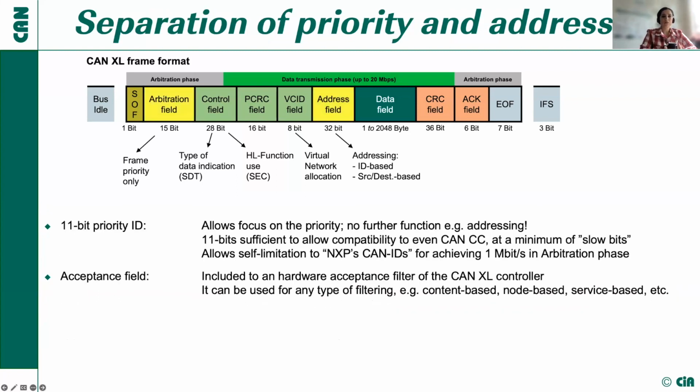Separation of priority and addressing. As you can see here, we have an 11-bit priority ID that allows a focus on the priority, with no further functions such as addressing. And the 32-bit acceptance field is included in the 64-bit hardware acceptance filter of the CAN XL controller. It can be used for any type of filtering, such as content-based and service-based.